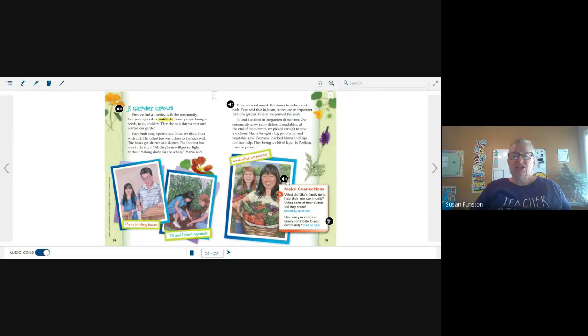Okay, let's look at make connections. What did Kiku's family do to help their new community? What parts of their culture did they share? How can you and your family contribute to your community? So Kiku's family helped the community by showing them how to grow lots of vegetables in a small space, because that is what they were used to doing in Japan. So they shared part of their culture about gardens, and they shared the importance of stones in a garden in Japan. So think about how you and your family contribute to the community.